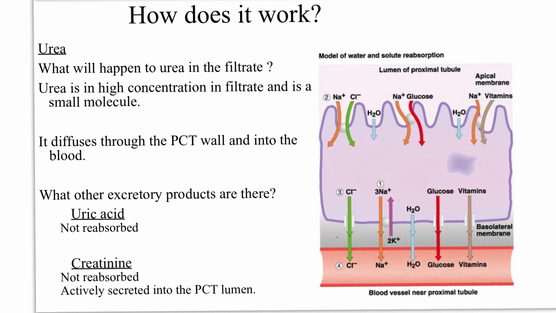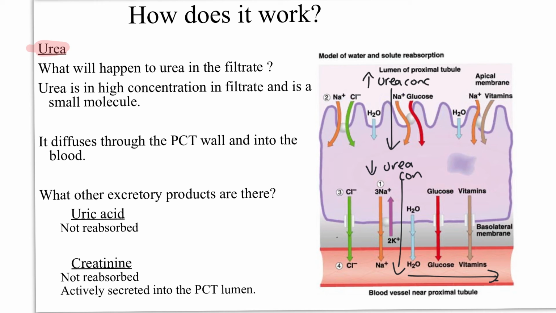Interestingly, what happens with urea is not what you would expect. We know that one of the main points of the kidney is to get rid of urea, but actually the problem with urea is it is a small lipid-soluble molecule. So it's able to move by simple diffusion across the membrane. It doesn't require a transport protein. And because it is in a higher concentration in the filtrate than in the bloodstream, urea is reabsorbed passively from the lumen of the PCT back into the bloodstream.